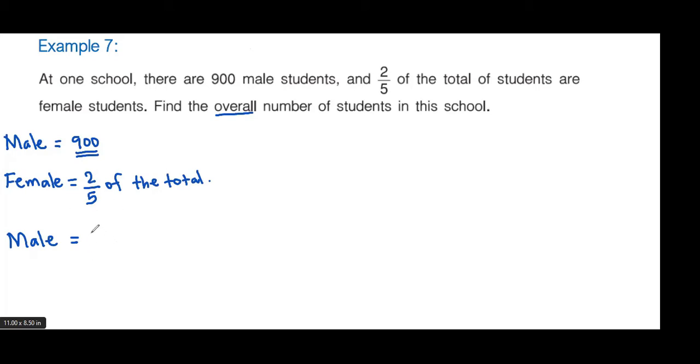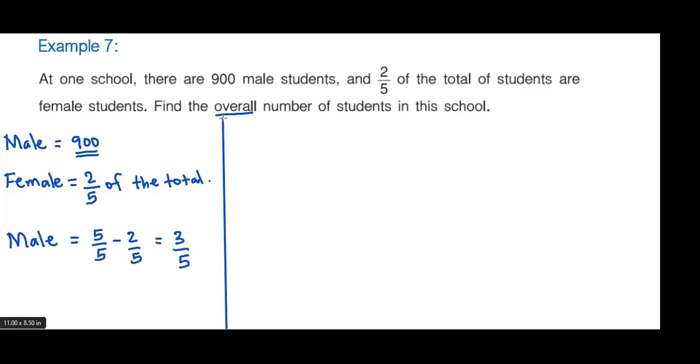Okay, the fraction of 5, again. 3 out of 5. Yes, very good. 3 out of 5 is the fraction of male. Female is 2 out of 5. So male will be 5 out of 5, all the same as 1, minus 2 out of 5. And this is 3 out of 5. Is that okay, all of you?